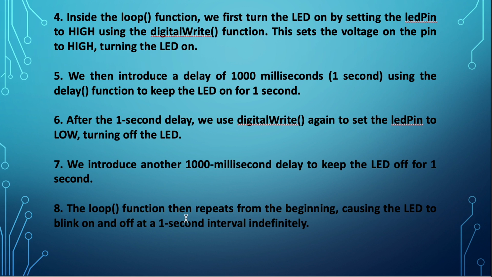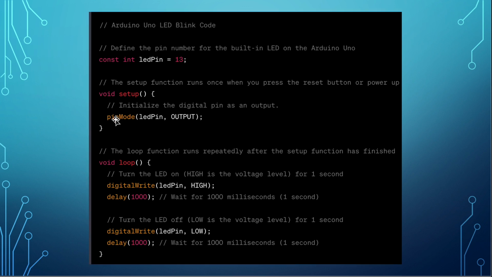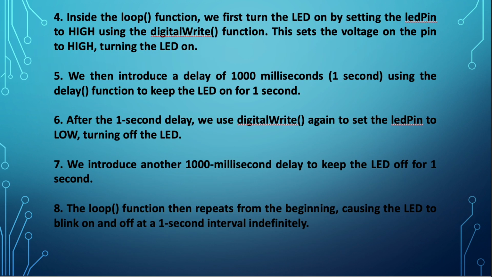the loop function then repeats from the beginning, causing the LED to blink on and off at a second interval indefinitely. Yes, so it's a loop function. It will keep on looping itself. Right? So I think you understand what is going on.